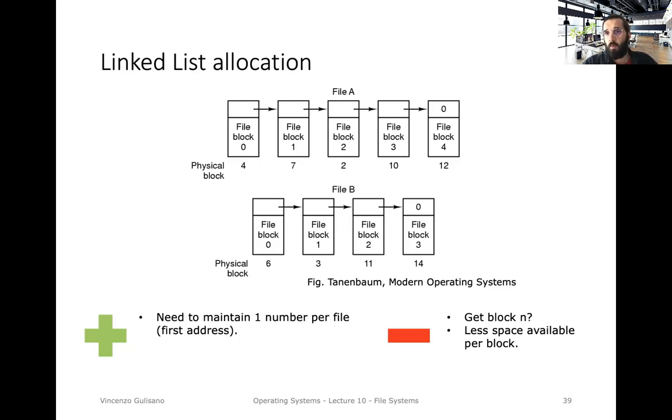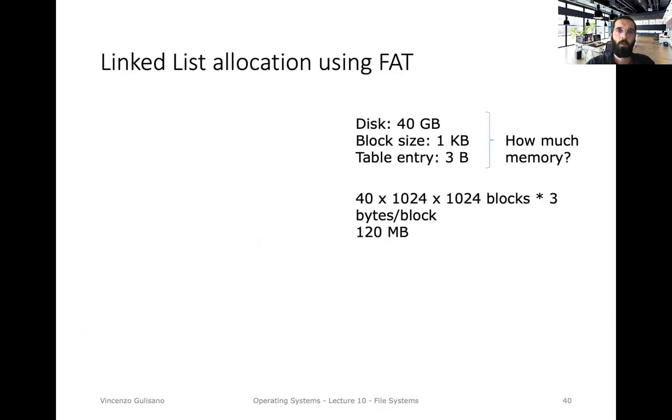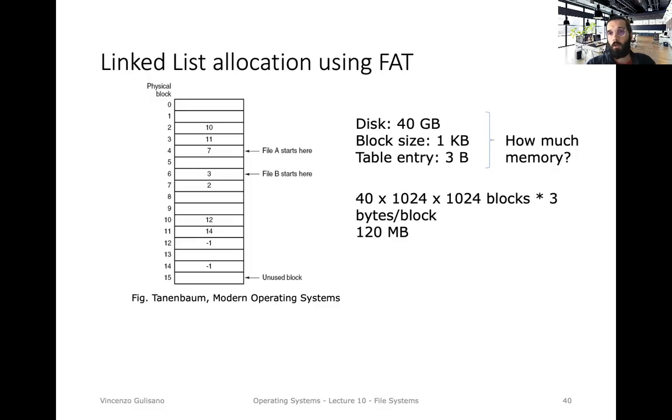Okay, so in this case, you pay in space because you put it inside each block. You need to take a portion of that block to keep the pointer to the following one. You can optimize this, of course, and you can decide to load the information about where each block is and what the next blocks are in main memory instead of disk. And this is the file allocation table.